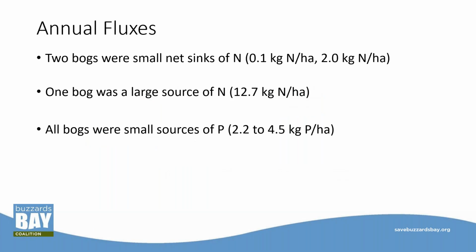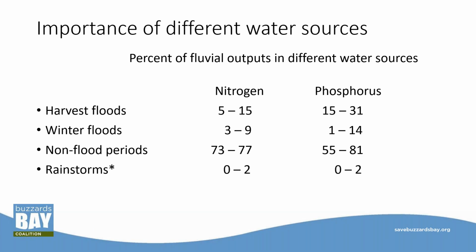All right, so when we combine the concentration data and the water data, we use that to get our annual fluxes. And so there were 2 bogs that were small net sinks of nitrogen. There was 1 bog that was a large source of nitrogen, and all of the bogs were small sources of phosphorus.